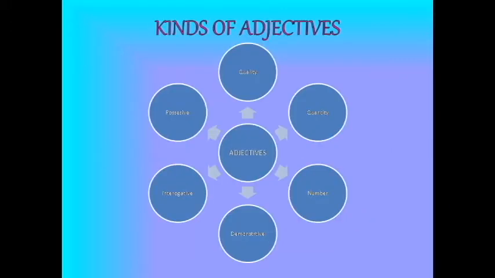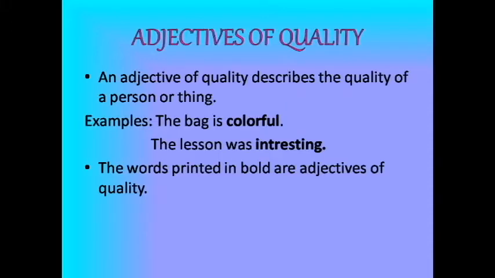The next important thing is kinds of adjectives. There are 6 kinds of adjectives. They are quality, quantity, number, demonstrative, interrogative and possessive. The first type of adjective is adjectives of quality.